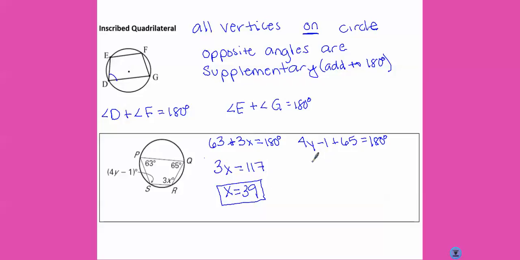For our other equation, I'm going to combine like terms first. 4y plus 64 equals 180. Subtract 64, we get 4y equals 116, so y equals 29.